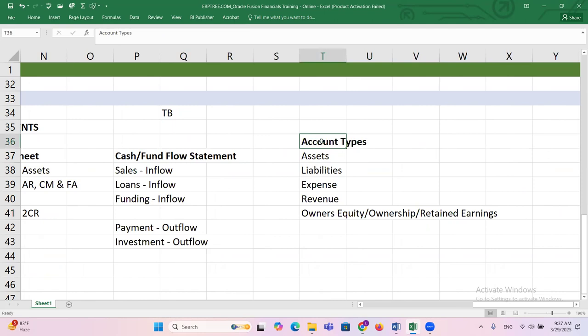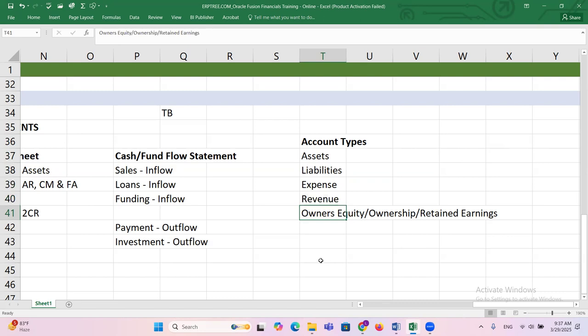What are the income statement items in this list? Items means account types in this list. Revenue and expenses. That's it. What are the balance sheet items? Assets and liabilities. And what about the last one? Owner's equity, ownership equity as well.